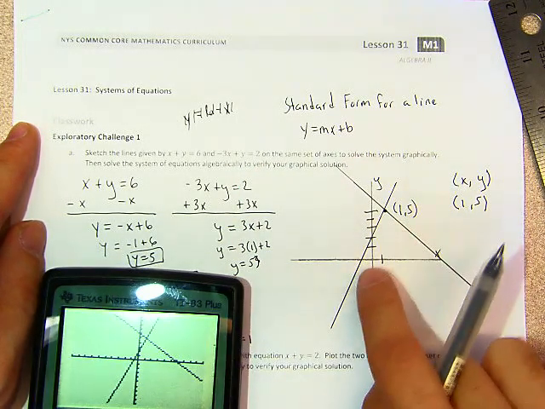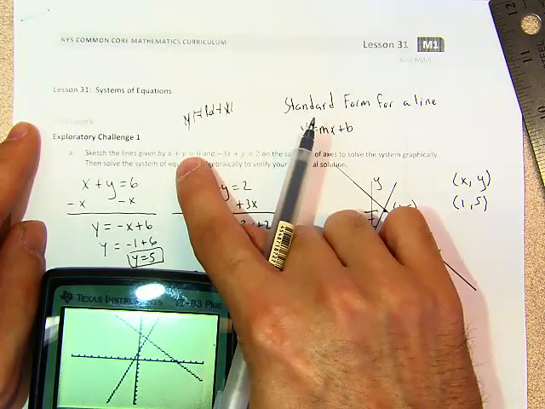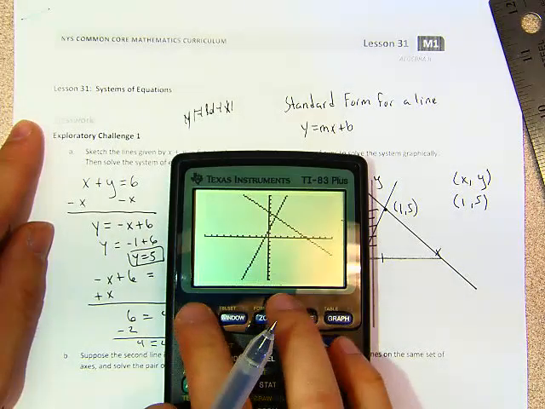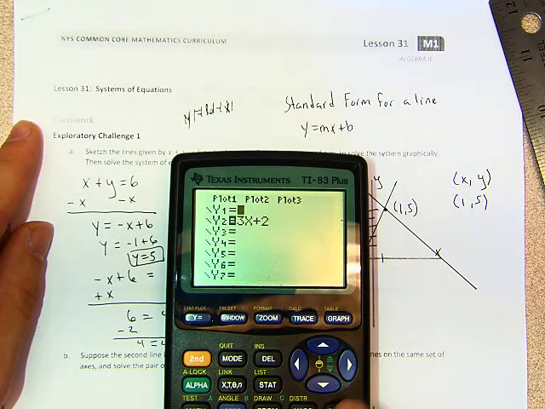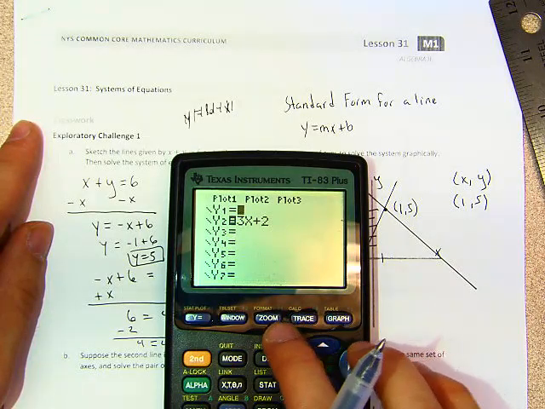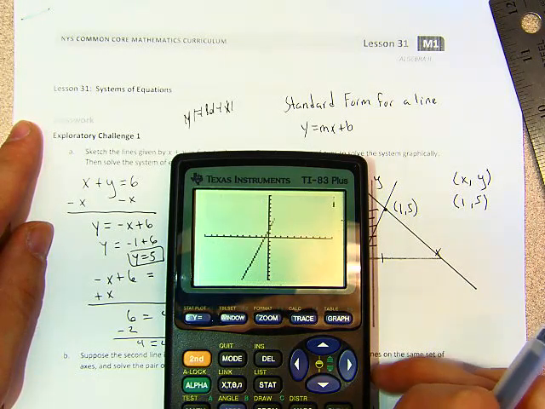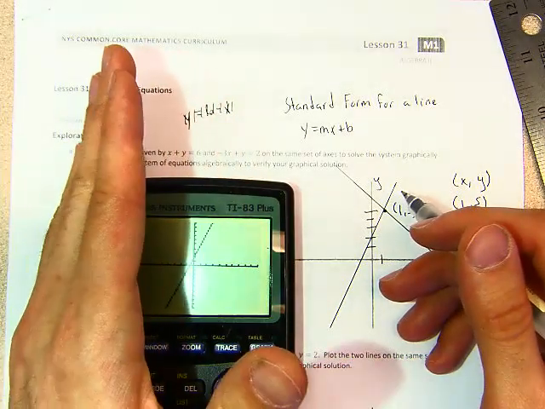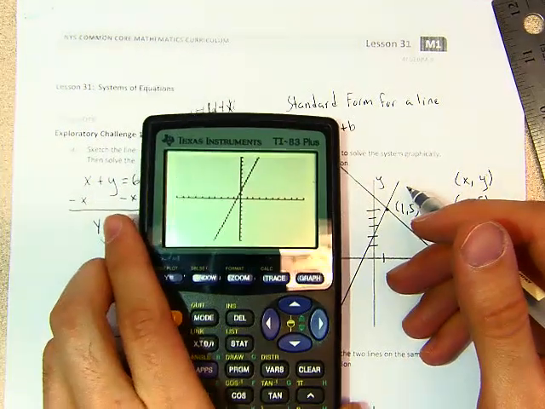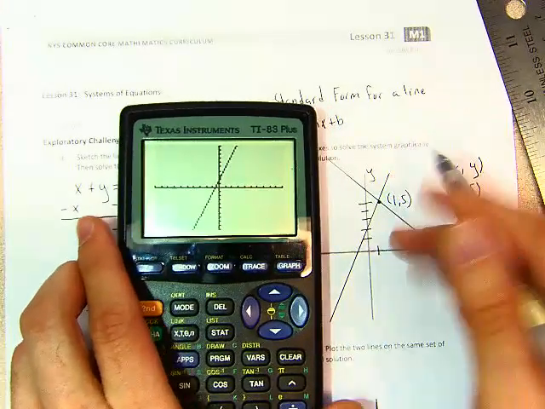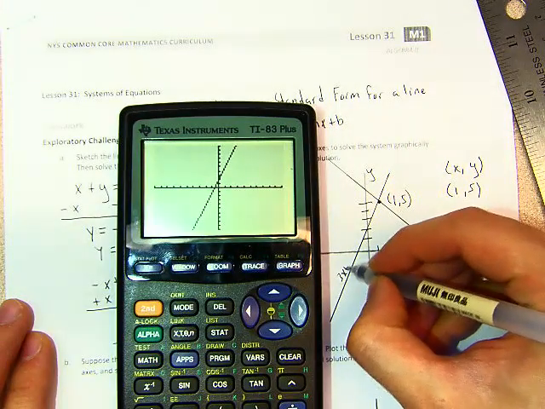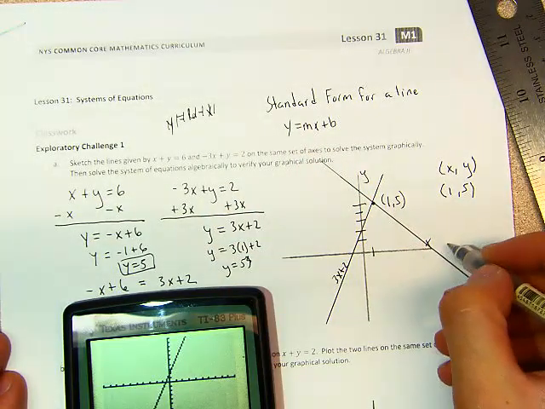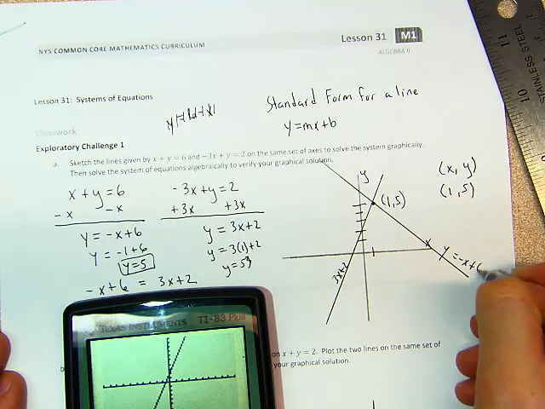But let's see, which is which, though? How do we know which equation is which one? Well, we could just go out of here. Let's go back to the y. Let's clear this one. Let's see what 3x plus 2 looks like. And if we just do graph, okay, so this one is 3x plus 2, right? Oh, there's a glare. Okay, wait, is this better? Ah, yeah, that's better. Okay. So this is 3x plus 2, and the other one is y is equal to negative x plus 6, okay?